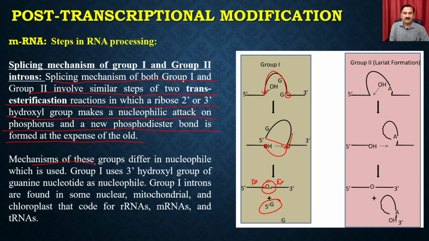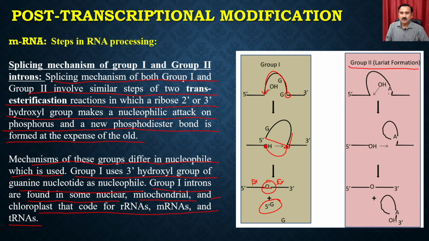Now, the mechanism of group transfer and the nucleophile which is used: group 1 uses the 3' hydroxyl group of a guanine nucleotide as a nucleophile. The group 1 introns are found in some nuclear, mitochondrial and chloroplast genes that code for ribosomal RNA, messenger RNA and tRNA. Whereas group 2 splicing is going to proceed by lariat formation.